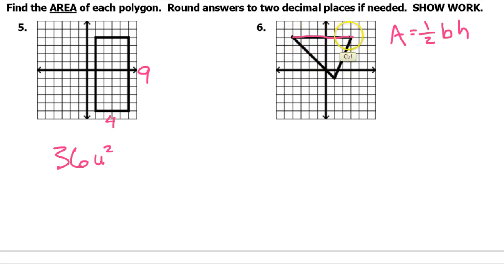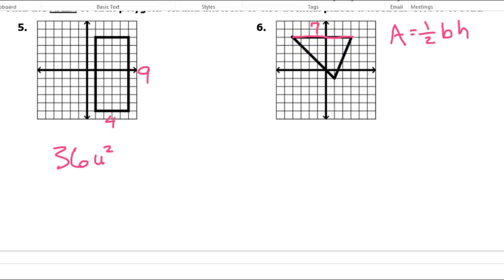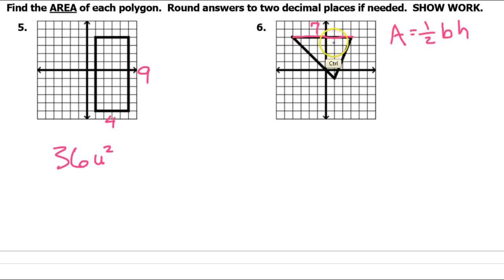So this can be my base. The base is going to be 7, a total of 7. And then the height is going to be the distance between the base and the vertex that's across from it. So here's the height right here in purple. And that is going to be 5.